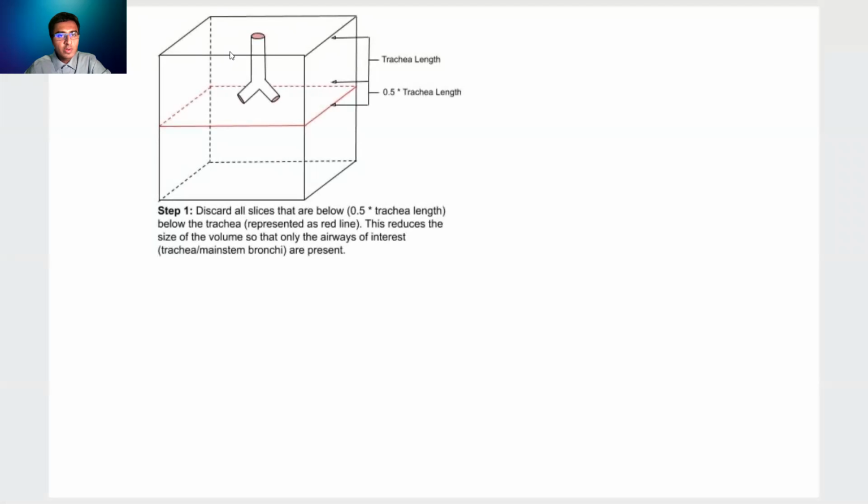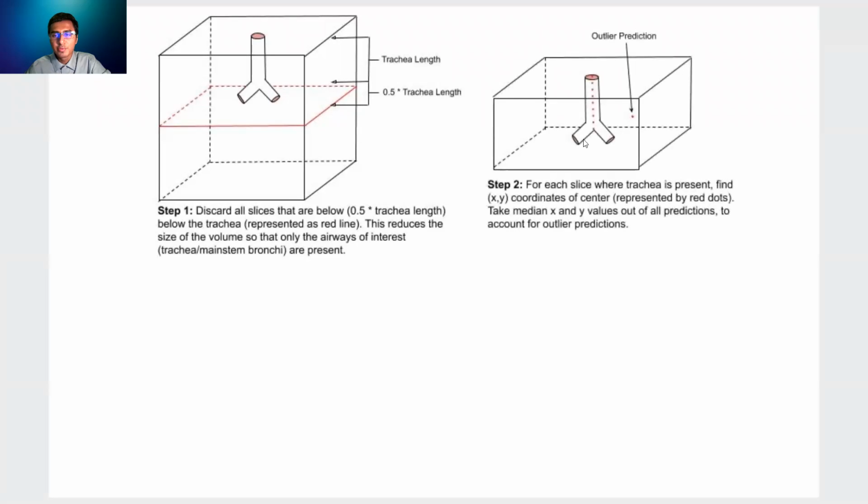At the moment, we're only focused on the trachea and its two branches, the mainstem bronchi, so we can discard any slices that are below half a trachea length below the trachea itself. Once again, using the needle in a haystack analogy, this allows us to minimize the size of the haystack, allowing us to find the needle more easily. We can then pass each slice in the scan through the BBNet in order to obtain the coordinates of the trachea center. We then take the median of the center x and y coordinates to prevent any outlier predictions from affecting the predicted airway location.